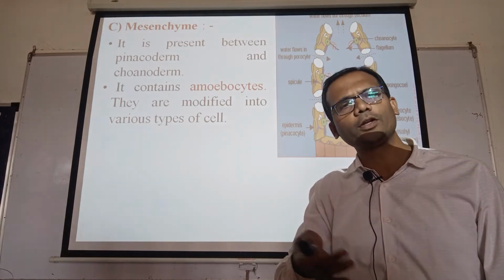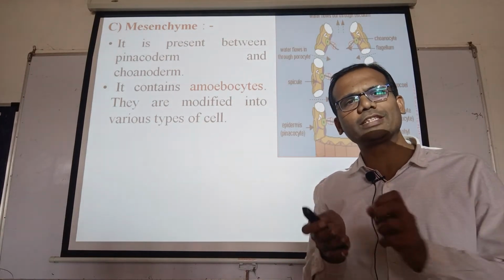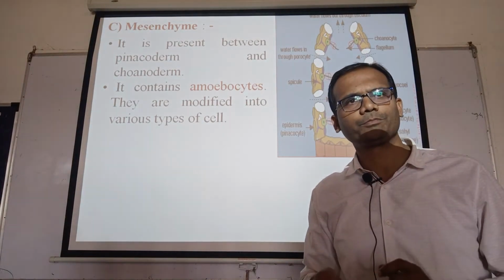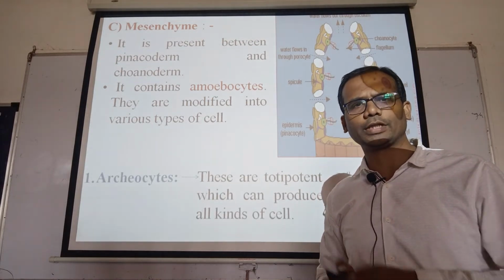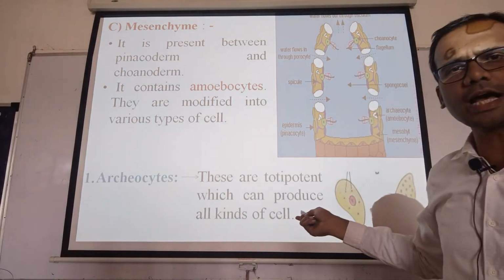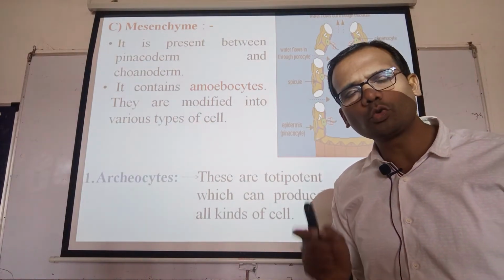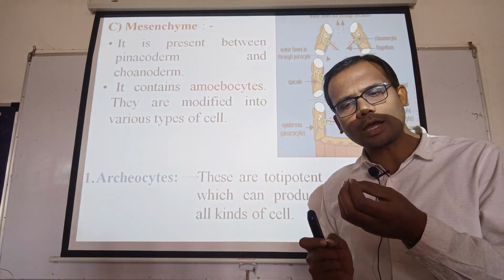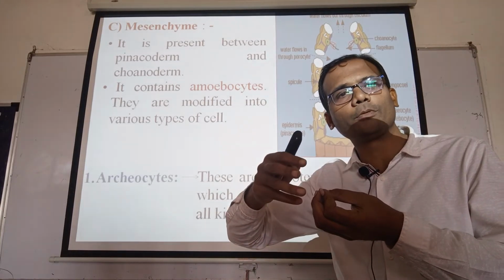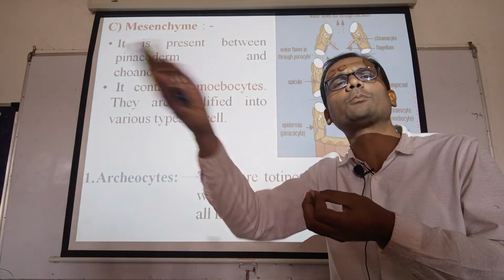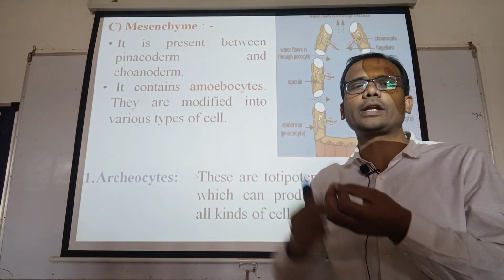Which again are modified into various types of cells, depending on their function. First is the archaeocytes. Archaeocytes are the totipotent cells. What is meant by totipotent cells? They have the capacity to develop into any type of cell. That is called totipotent cells.